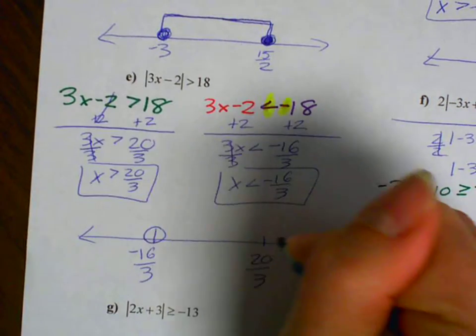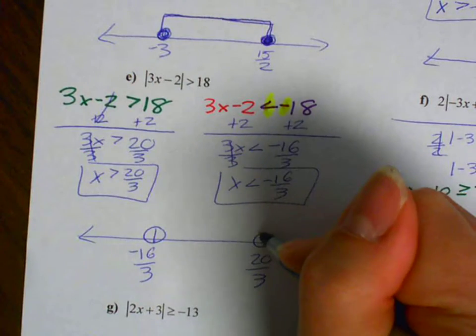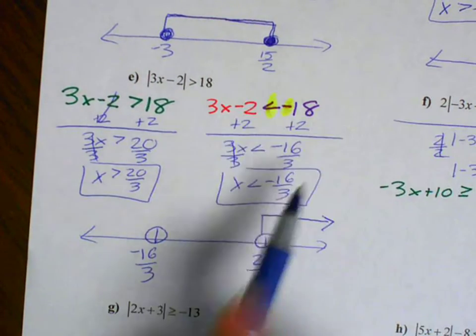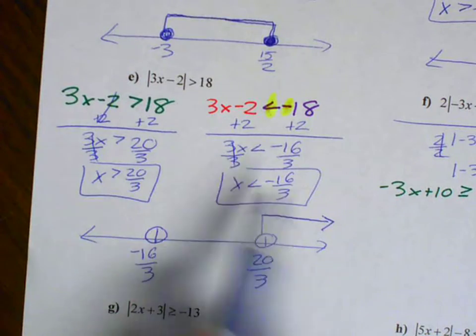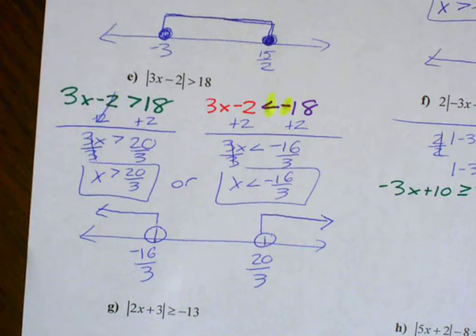I have open circles. And now I'm looking for numbers bigger. Numbers bigger than 20 over 3 are going to be to the right. Numbers smaller than negative 16 over 3 are going to be to the left. This is an OR inequality. It goes out like oars of a boat.